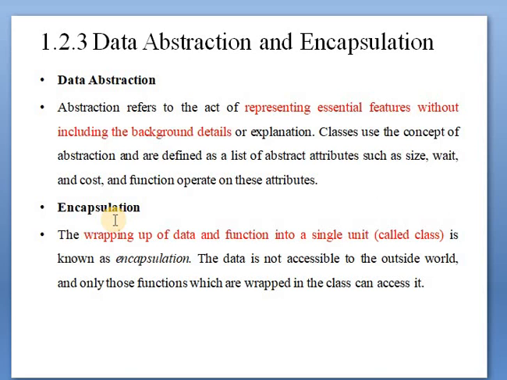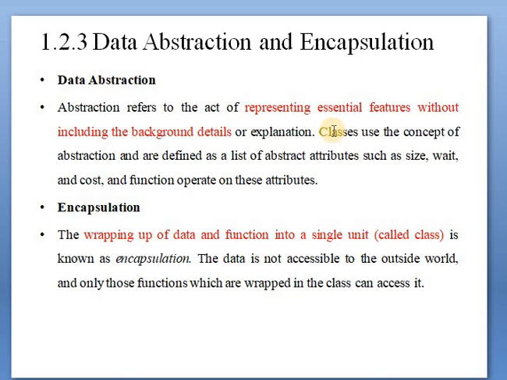Now next point is data abstraction and encapsulation. First we will see the data abstraction. Abstraction refers to the act of representing essential features without including the background details or explanation. In object-oriented programming, each object will have external interfaces through which it can be used. So there is no need to look into its inner details. The user needs to know the external interfaces only to make use of an object. The internal details of the object are hidden, which makes them abstract.